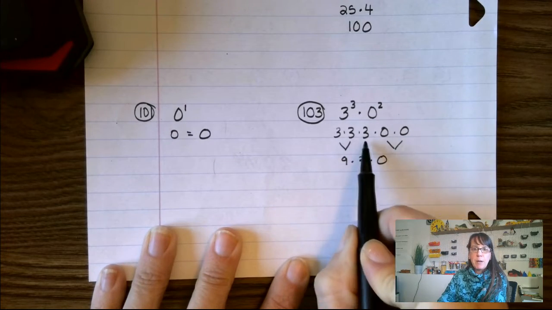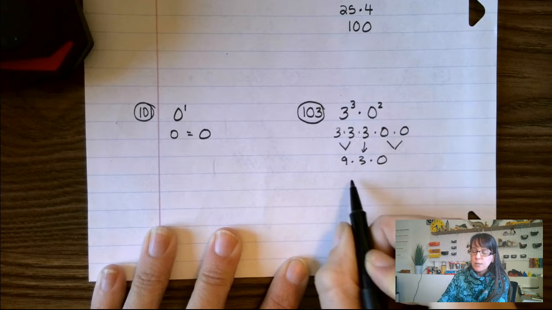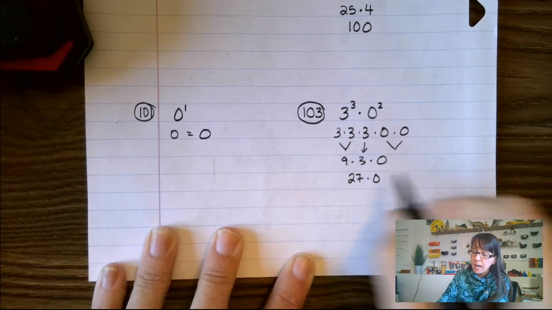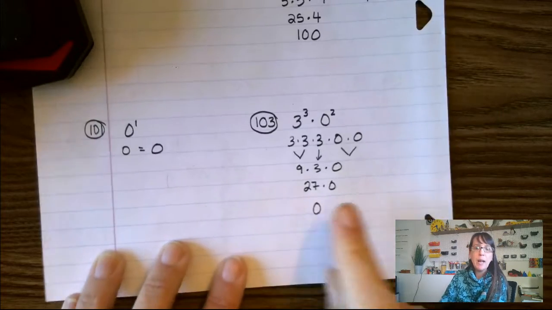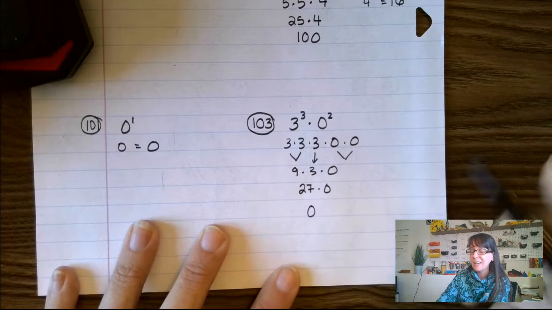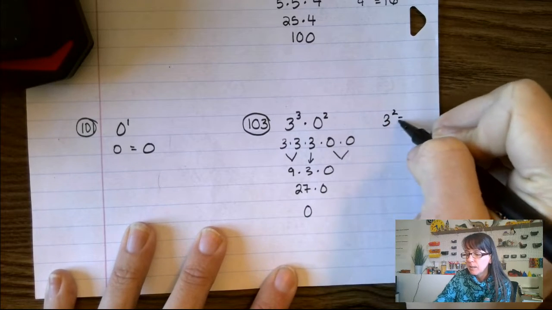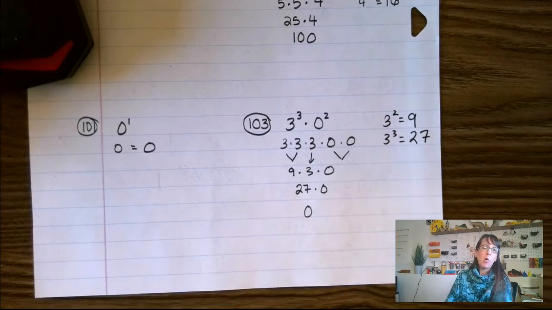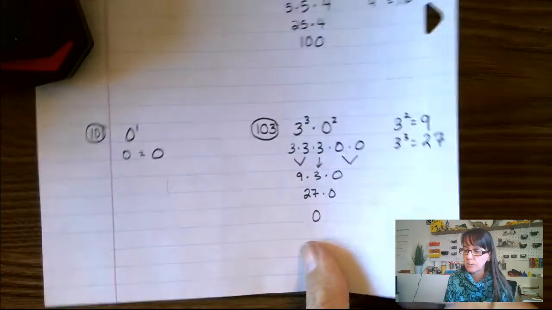So if I bring this guy down here, remember 9 times 3 is 27. So again, our answer is still 0, but I wanted you to see that because 3 to the third is 27. That's another good one to remember. 3 squared is 9, 3 to the third, 27. That one will come up a whole bunch, either now or in your next algebra class.